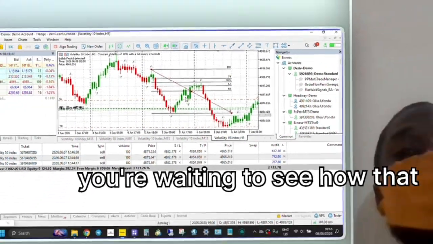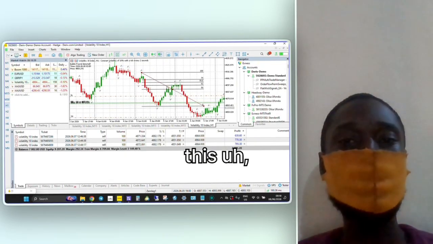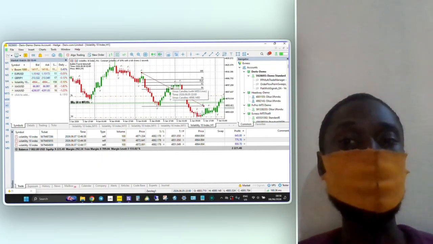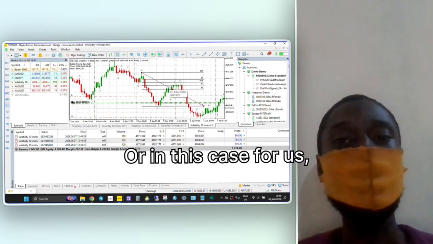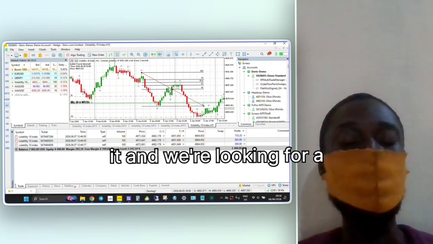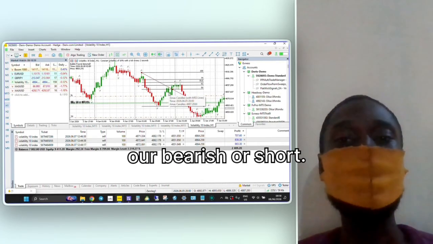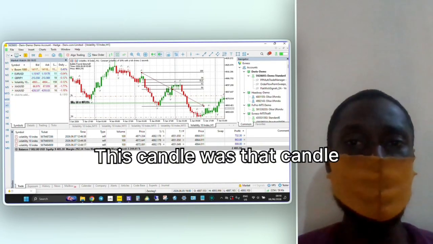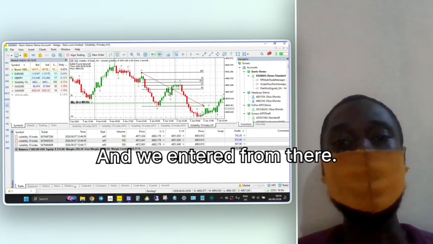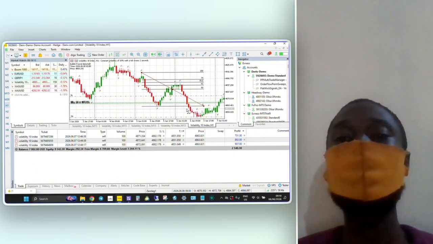You're waiting to see how price reacts on this trend line, and as you can see, it broke above it. So in this case, we entered because we had this go above it and we were looking for a retracement. So we had this retrace before we entered our bearish or short. This candle was that long red candle you saw, and we entered from there. So it was a retracement off of this trend line actually. So it's the same thing.